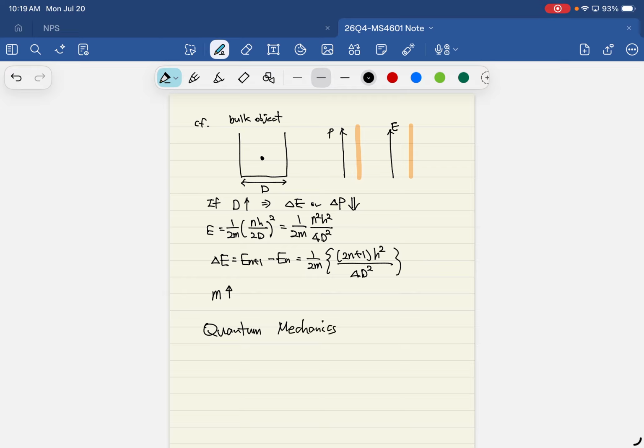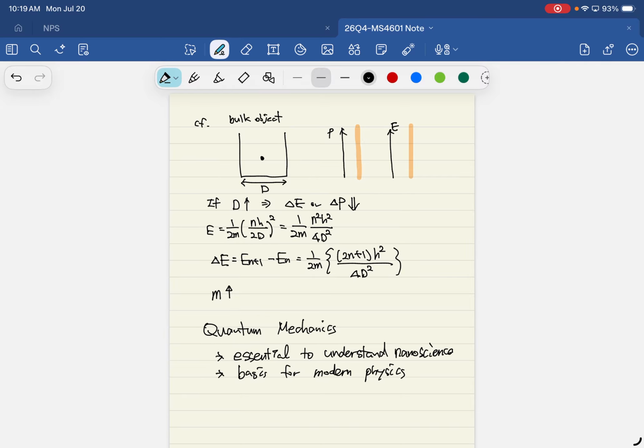So, the reason why we learn quantum mechanics is because this is an essential concept to understand nanomaterials or nanoscience. Okay? And also this is a basis for modern physics. So if you want to understand modern physics, you have to know quantum mechanics.